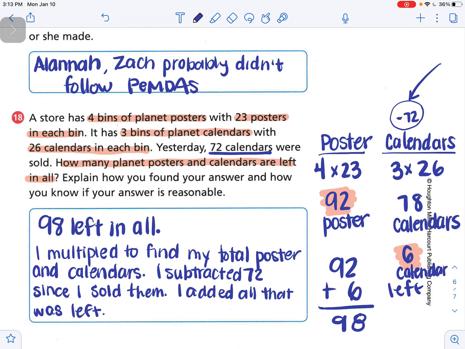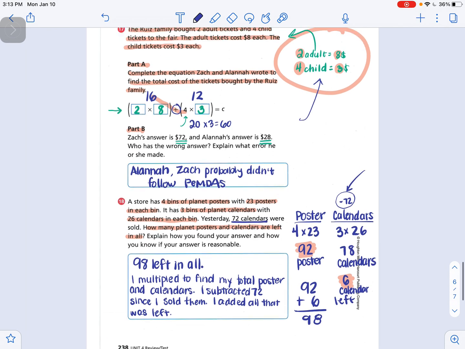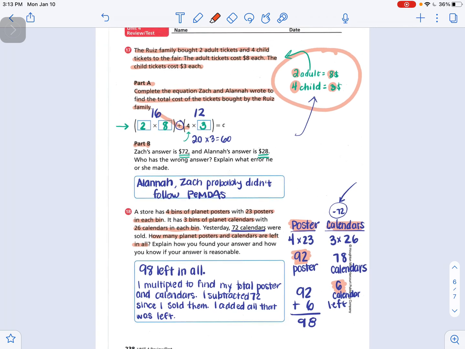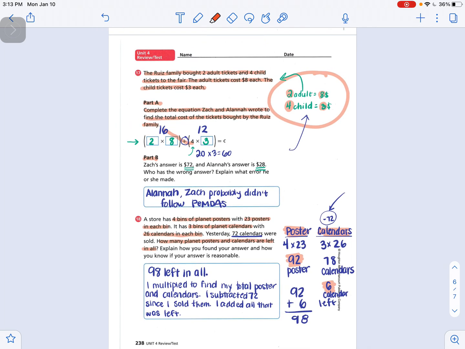Okay? Remember, if you're trying furiously to copy what I've written, that's not what I'm worried about. I'm worried more about if you're understanding why I did what I did. When you're looking at a multi-step word problem, organize your information. Think through what they're asking, and don't forget the extra stuff like those 72 calendars. Pause this video now, ask any questions that you have on this last page, and then hopefully you will have time to get started on your Unit 4 test.